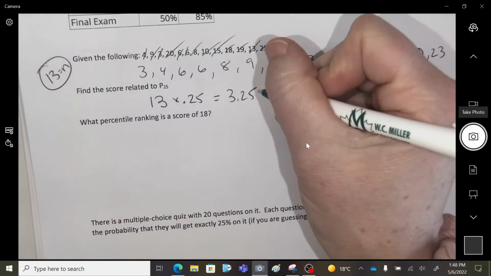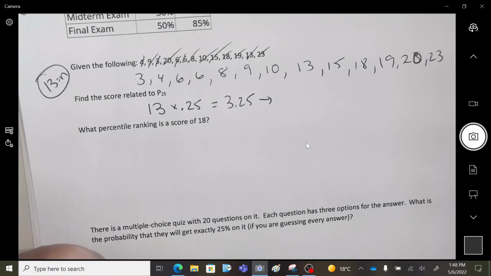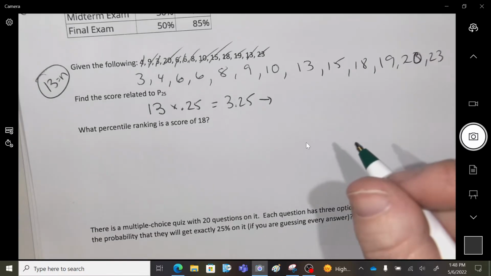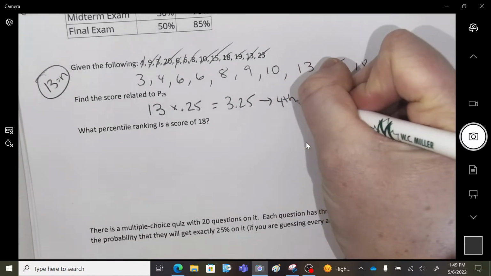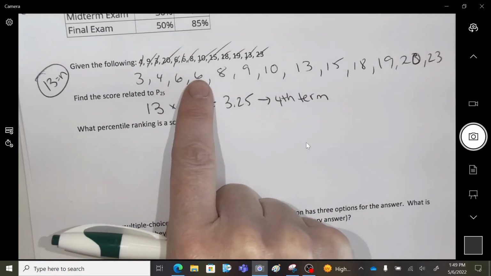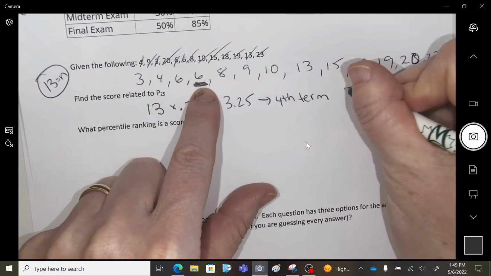Okay, so in the percentile ranking stuff, we're always talking about being under. So which term am I? If there's 3.25 scores below me, I'm the 4th term. Does that make sense if I say it in that way? Percentiles, what's under me? So if there's 3.25 scores under me, I'm the 4th term. So that's me, 6.